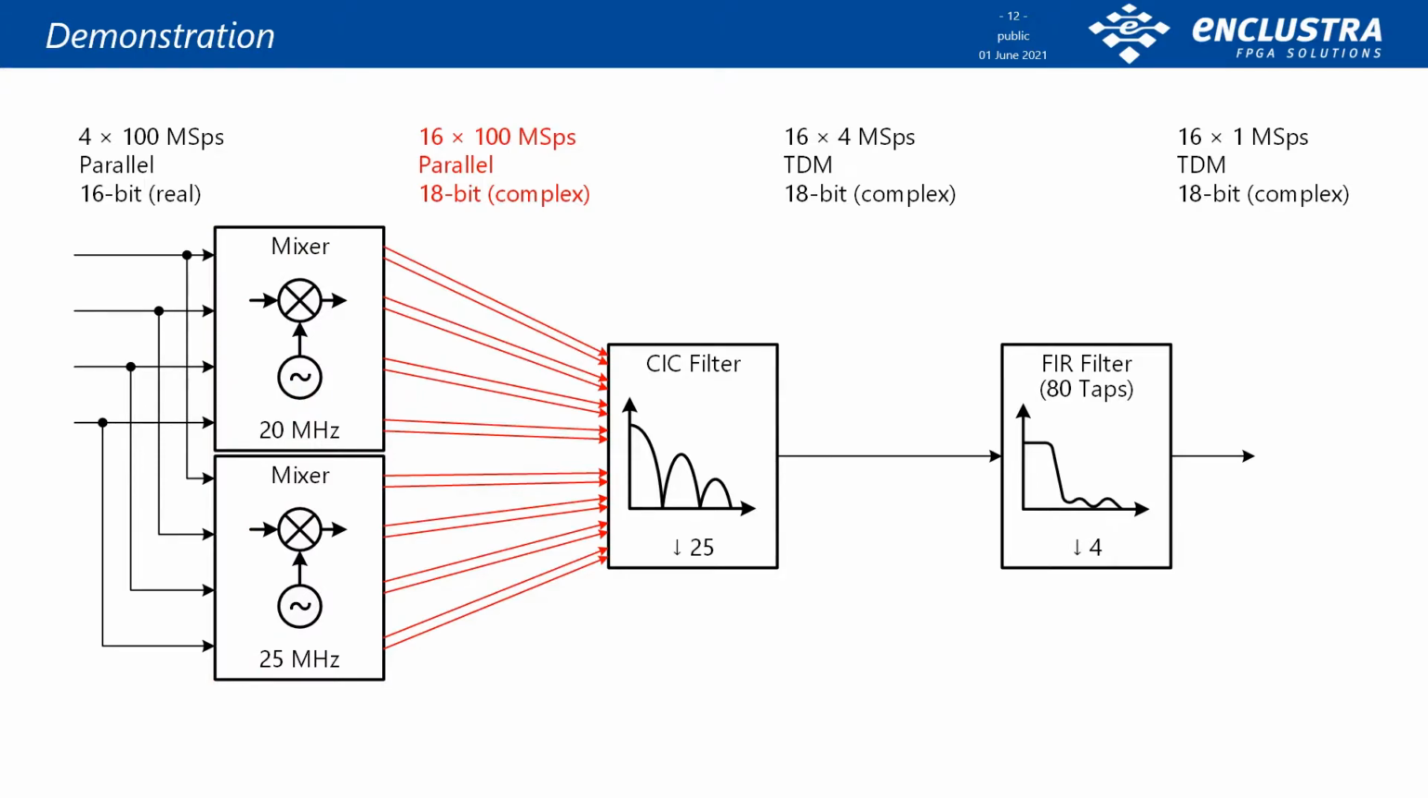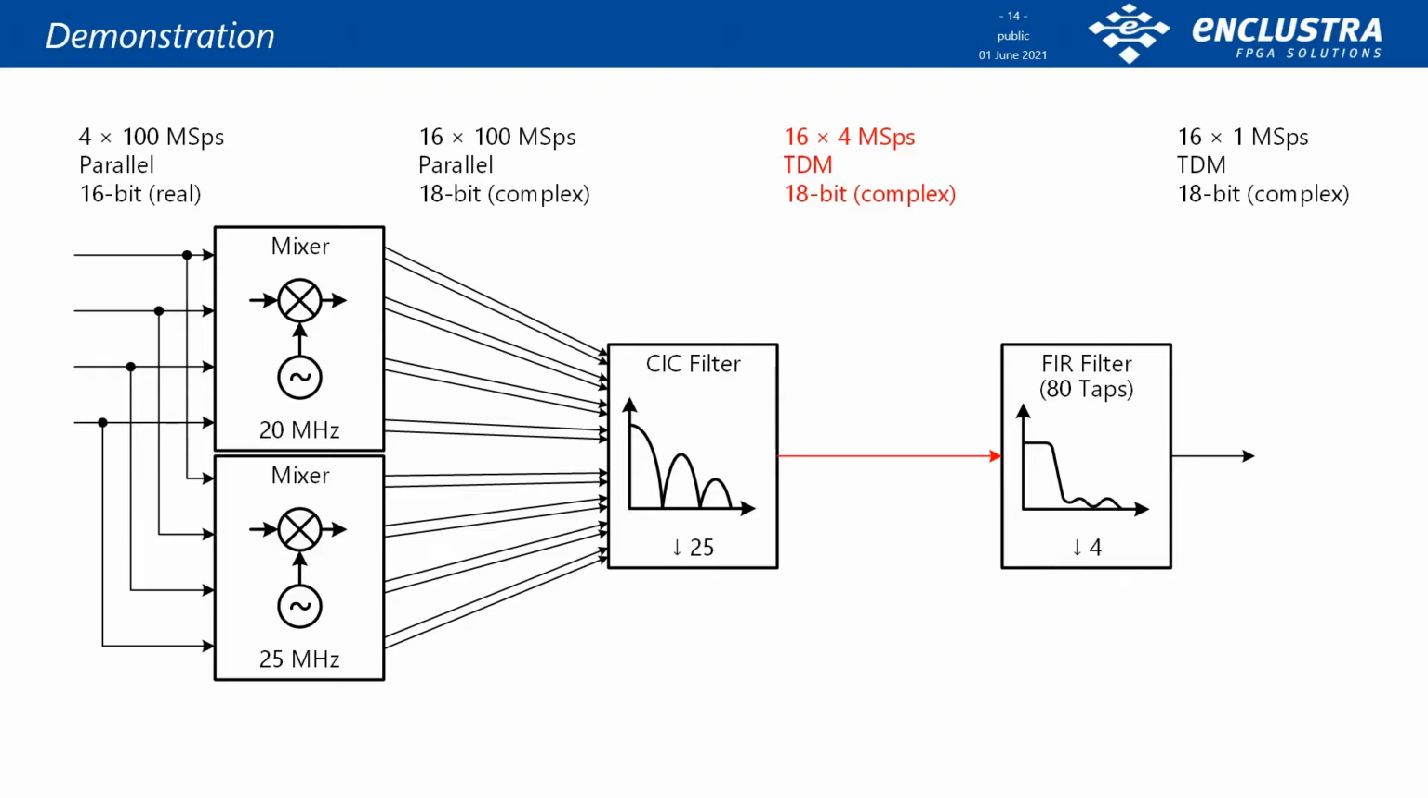The 2 mixers each output 4 channels of complex IQ data, so 2 mixers times 4 channels times 2 complex components gives us 16 parallel components at 100 megasamples per second. Next, we have a CIC decimating filter which decimates by a factor of 25. So at the output we have 16 parallel components at 4 megasamples per second.